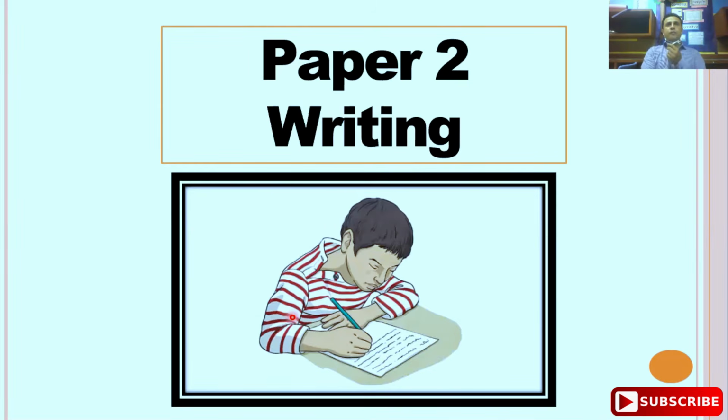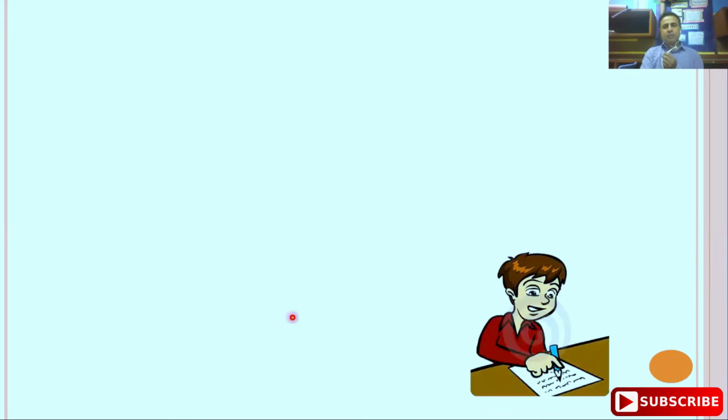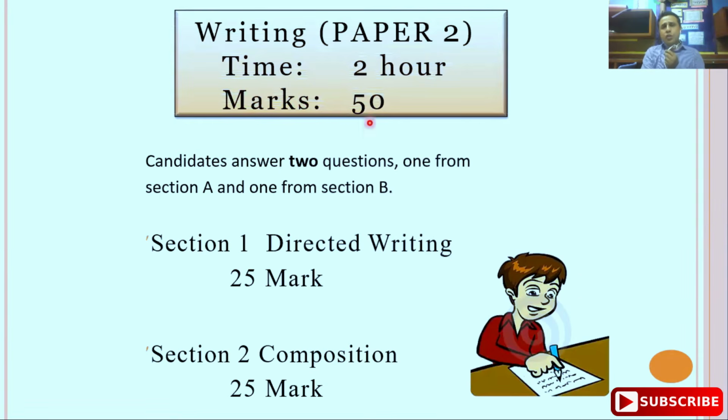paper 2. This time paper 2 is writing. Previously paper 1 was writing. So let's see what the changes are in paper 2. The time for paper 2 is now 2 hours. Previously the time for paper 2 was 1 hour and 30 minutes, and the marks were 50, but this time you have been given 2 hours, and the marks were 60, but this time it is 50 marks. Now paper 1 and paper 2 are both of 100 marks. Previously paper 1 and paper 2 were 110 marks. Paper 2 was 60 marks, but now it is 50 marks.